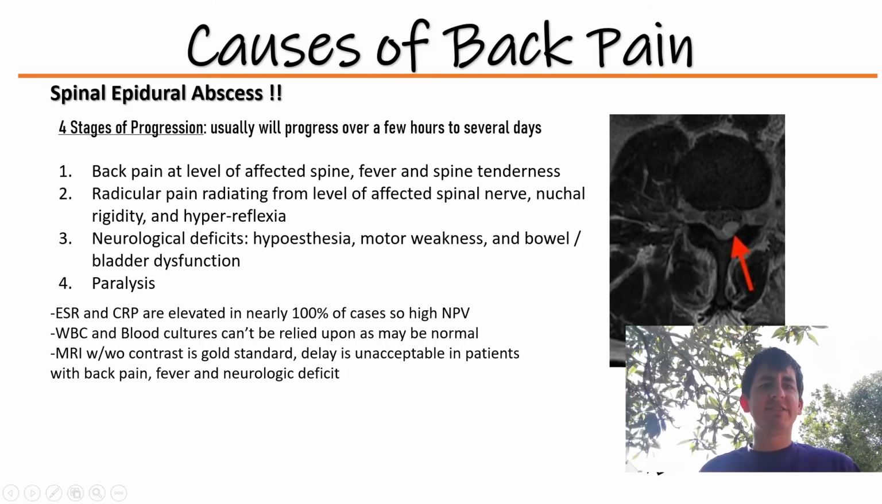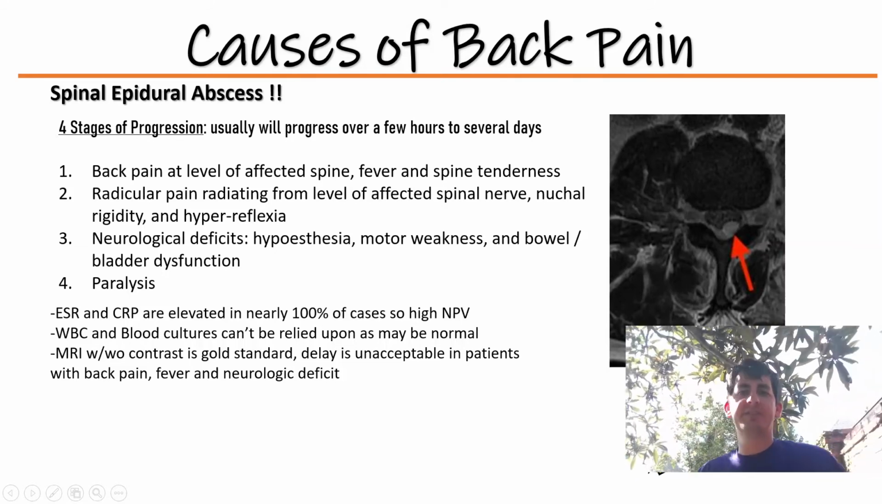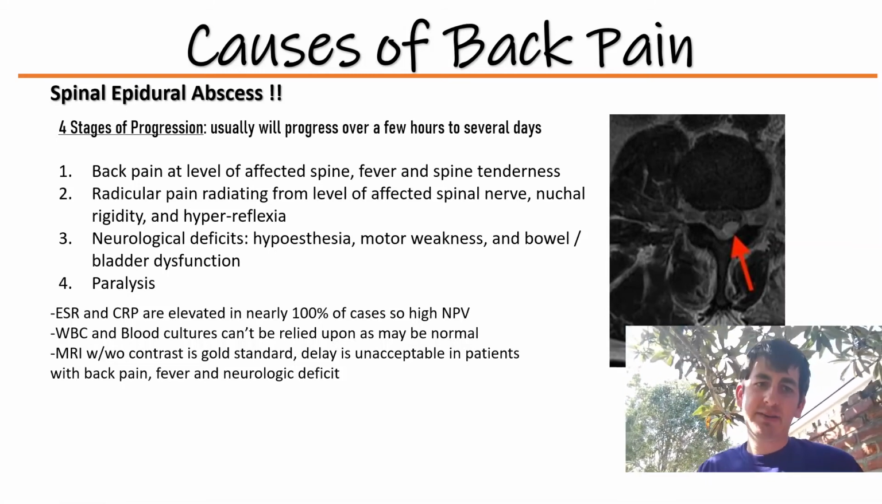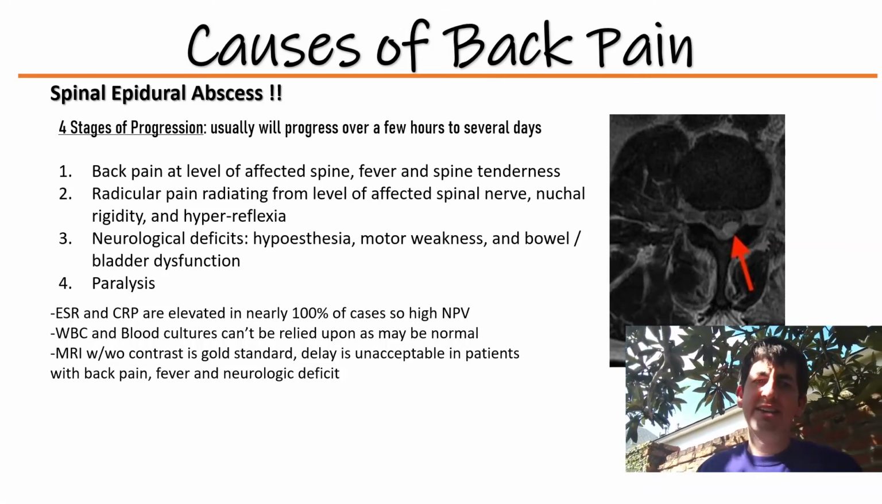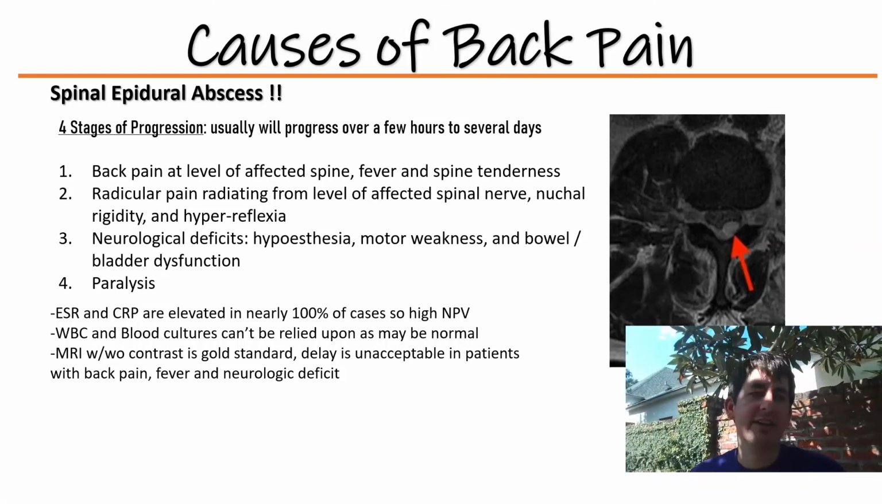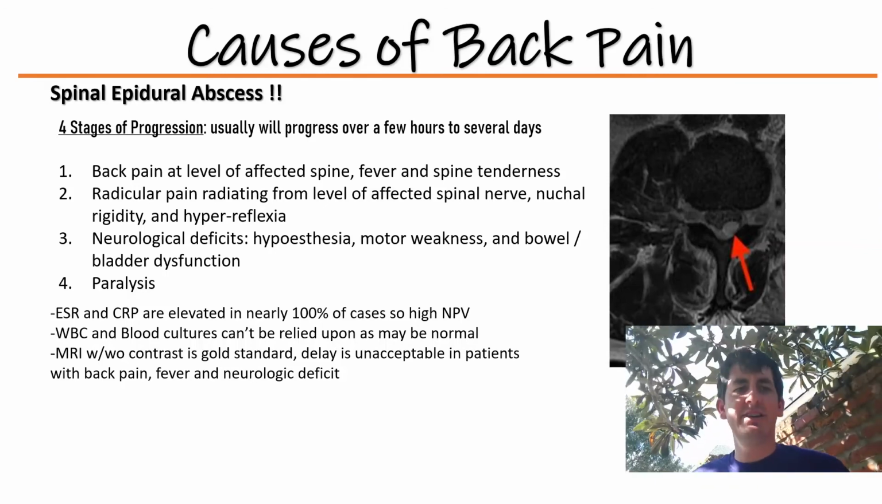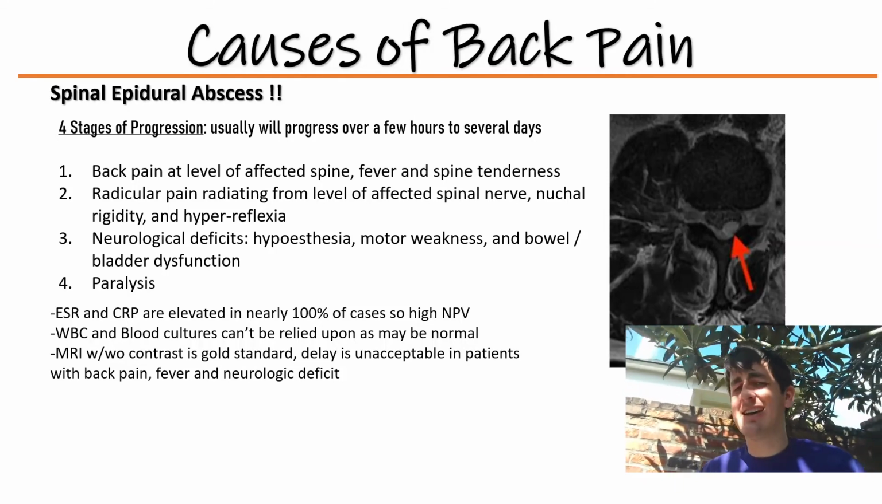So, four stages of progression. These usually will progress over a few hours to several days. So pretty quickly: back pain, fever, spinal tenderness at first. Then radicular pain radiating from the level of the affected spinal nerve. You'll maybe have some neck stiffness, nuchal rigidity, and hyperreflexia. Reflexes will be excessive.